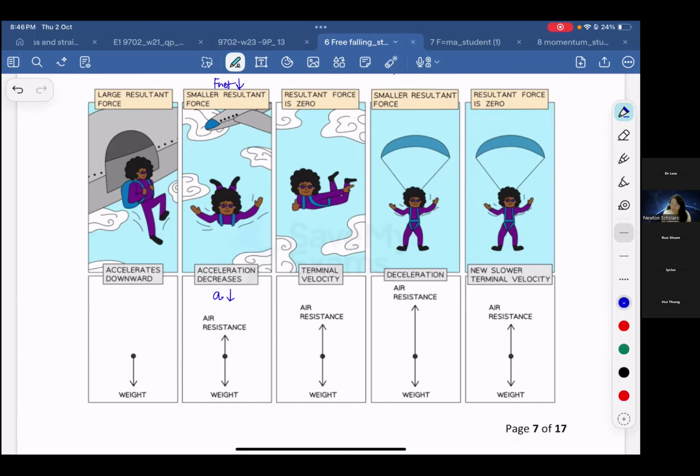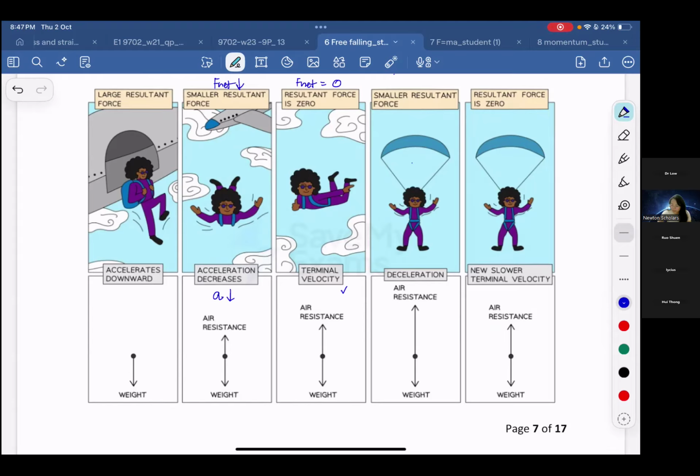At a certain moment, terminal velocity is achieved when air resistance equals your weight. Air resistance equals your weight. So at this moment, your resultant force, or net force, is 0. When it is 0, we achieve terminal velocity.